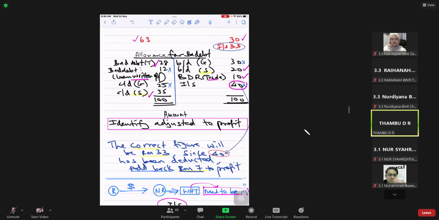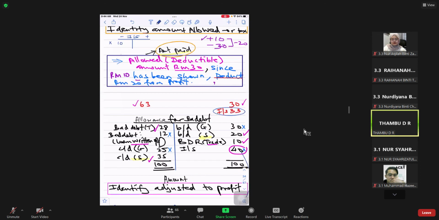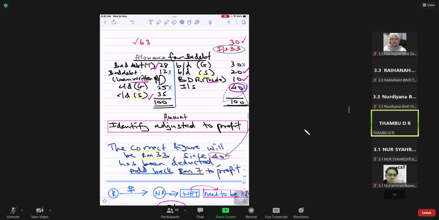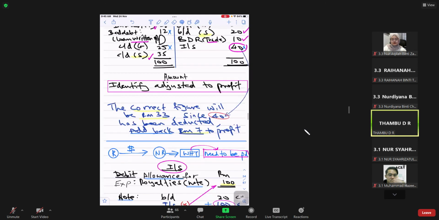So this is how I analyze the T account. This is allowance for bad debt. Bad debt, you can see trade. Bad debt, specific allowed. Specific allowed. Recovered allowed. General always cannot. Figure allowed 63. This side allowed 30. So the income statement should be 33, not 40. Done.